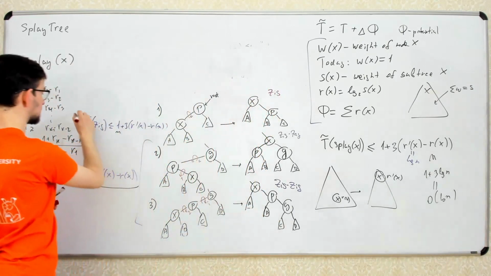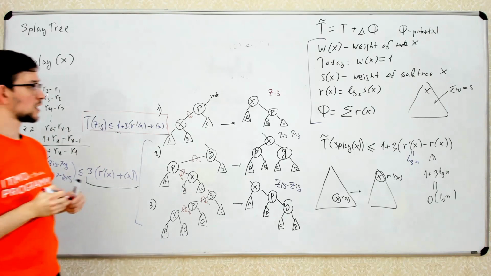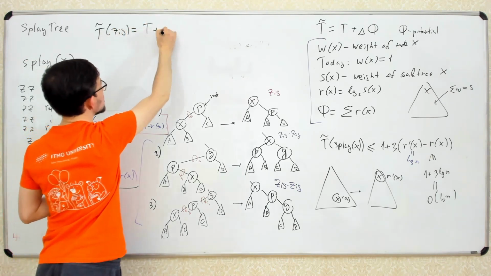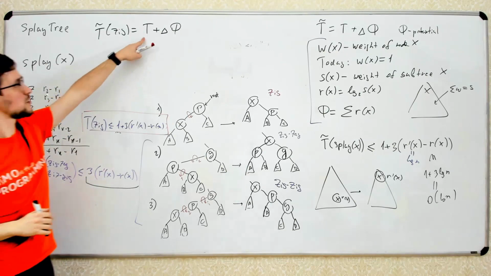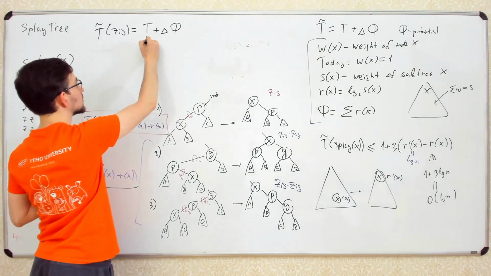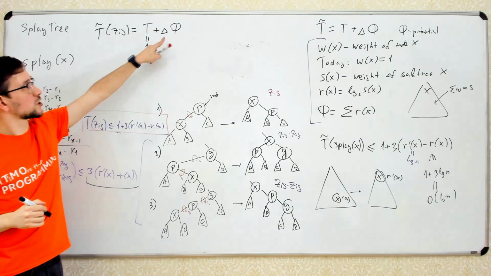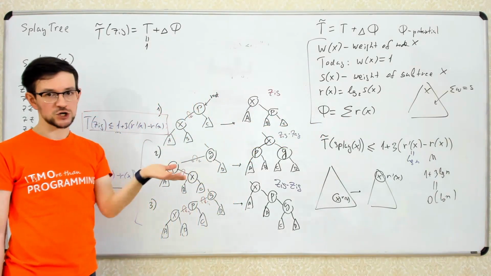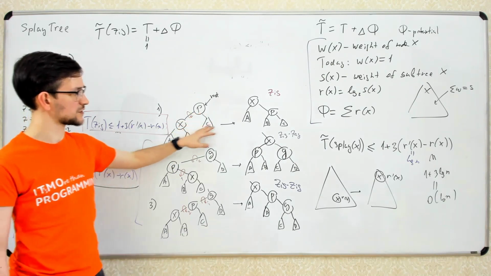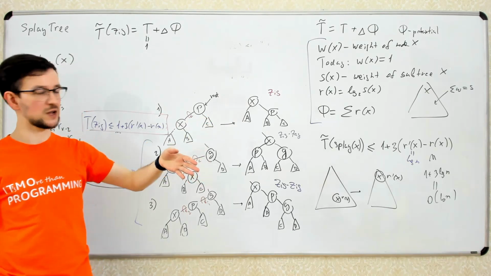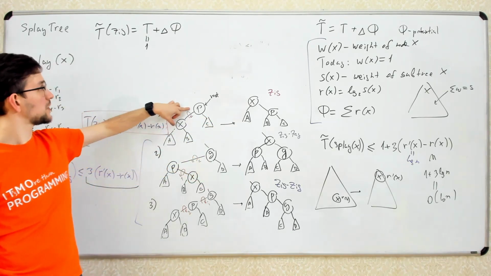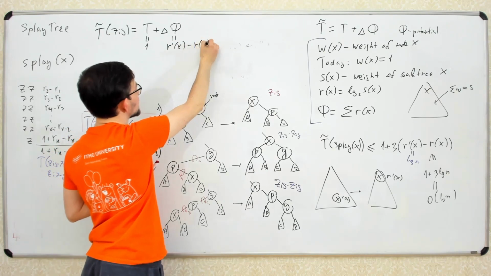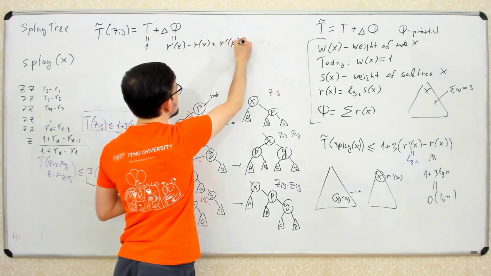First, let's prove the time complexity of the zig operation. It's simple. Let's look at this picture. The time complexity of the zig operation is time plus change of potential. Time is just one, since we need to make one rotation. And what is the change of potential? The potential function is the sum of all ranks. Let's check which nodes actually change their ranks. All ranks inside these subtrees remain the same. The only two nodes which change ranks are X and P. So delta phi is the new rank of X minus the rank of X, plus the new rank of P minus the rank of P.